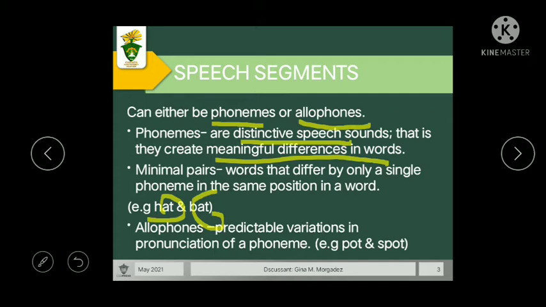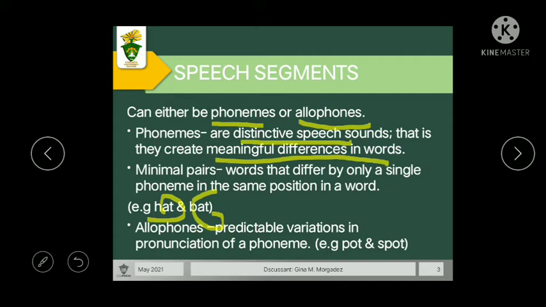Therefore, the fact that bat and hat are different words provides evidence that the sounds b and h in English are phonemes. Indeed, considering other minimal pairs with these sounds points to their status as phonemes. So we have here other minimal pairs, for example, tack and tub, cake and bake, kind and bind.